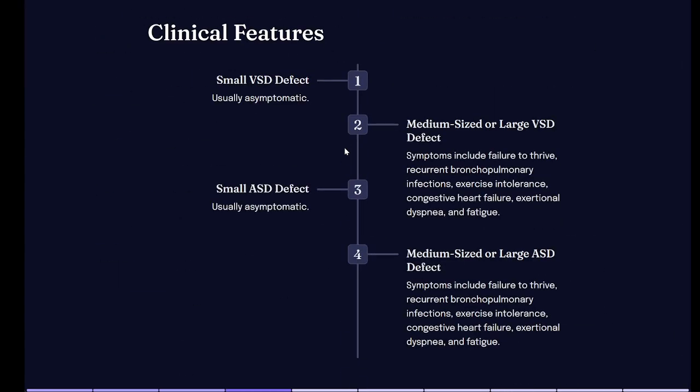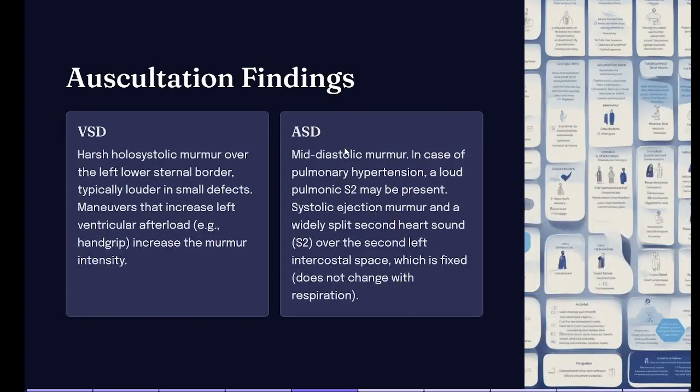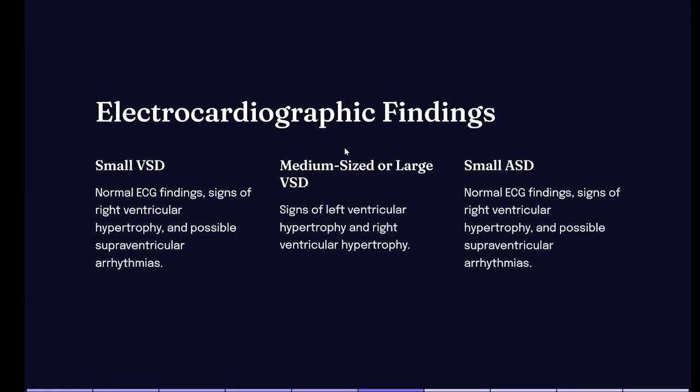TORCH, Down syndrome; maternal diabetes, Down syndrome, fetal alcohol syndrome. Clinical features of a small defect: usually asymptomatic. Clinical features of a medium to large defect: failure to thrive, recurrent bronchopulmonary infections, exercise intolerance, congestive heart failure, exertional dyspnea, fatigue. Auscultation: harsh holosystolic murmur over the left lower sternal border. Murmur typically louder in small defects, mid-diastolic murmur in case of pulmonary hypertension; systolic ejection murmur, widely split second heart sound, S2, over the second left intercostal space, fixed.